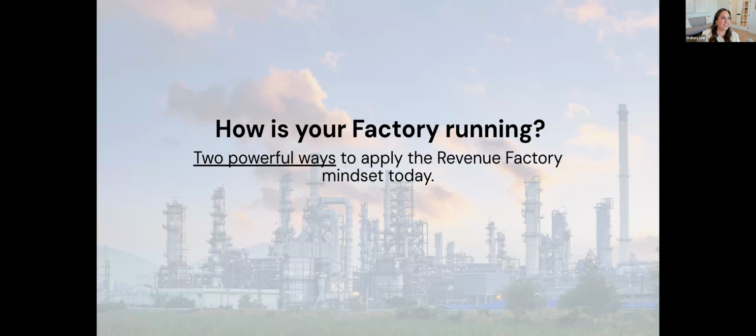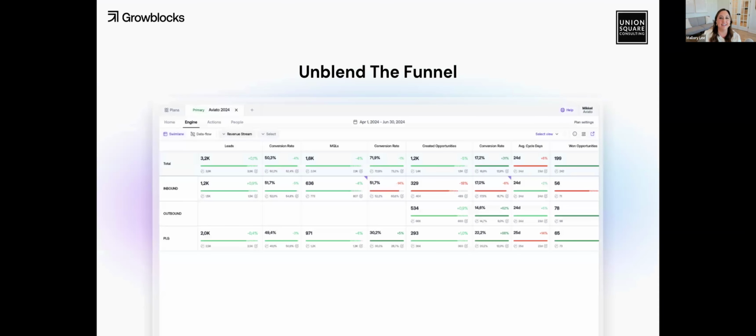So now let's think about how this applies to us. What's going on in my factory? How's it working? What can I work on? What do I need to adjust?